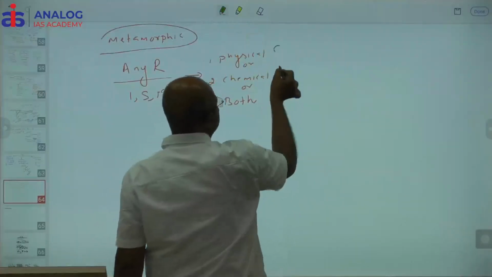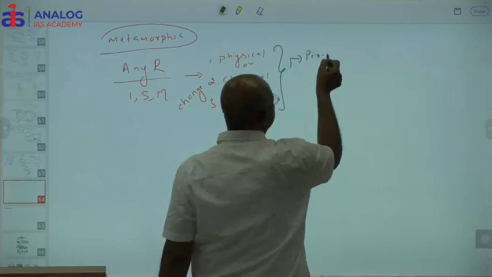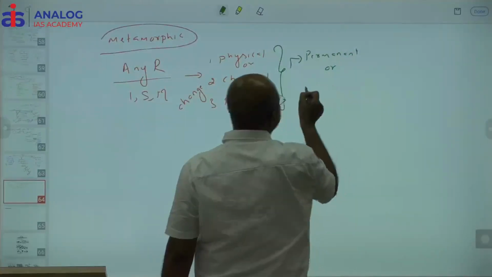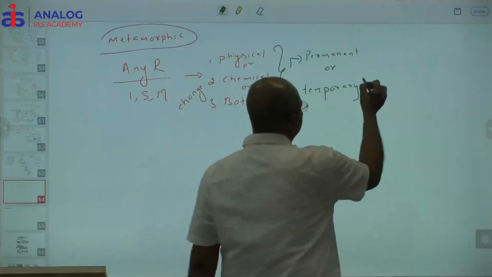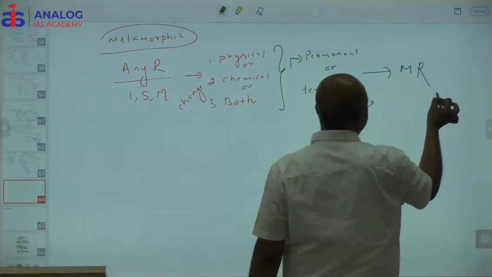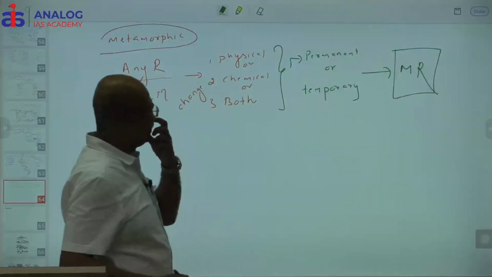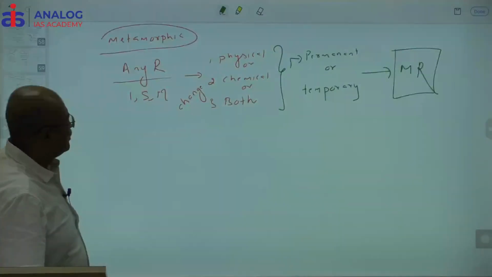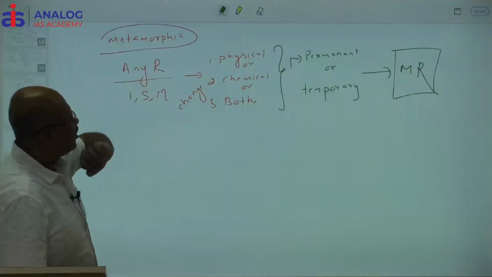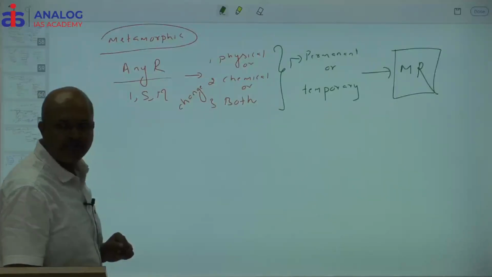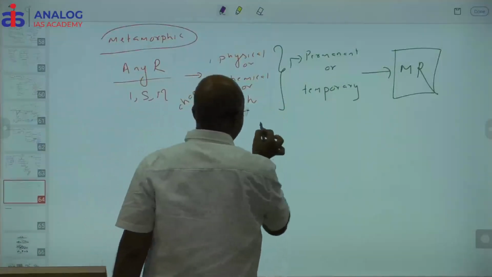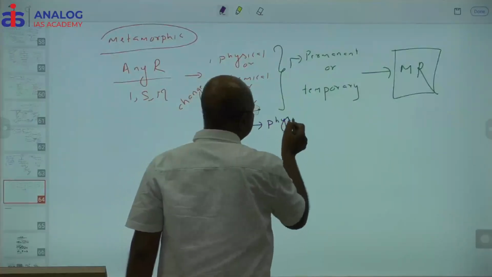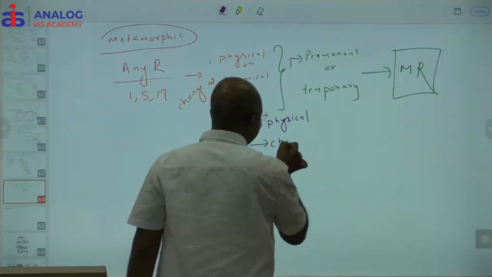And these changes are either permanent or temporary. Such rocks are referred to as metamorphic rocks. Any rock which undergoes change in the physical property or chemical property or both, either temporary or permanent, we refer to as metamorphic rocks. Now here we talk about change more specifically in its physical properties and change in its chemical property.